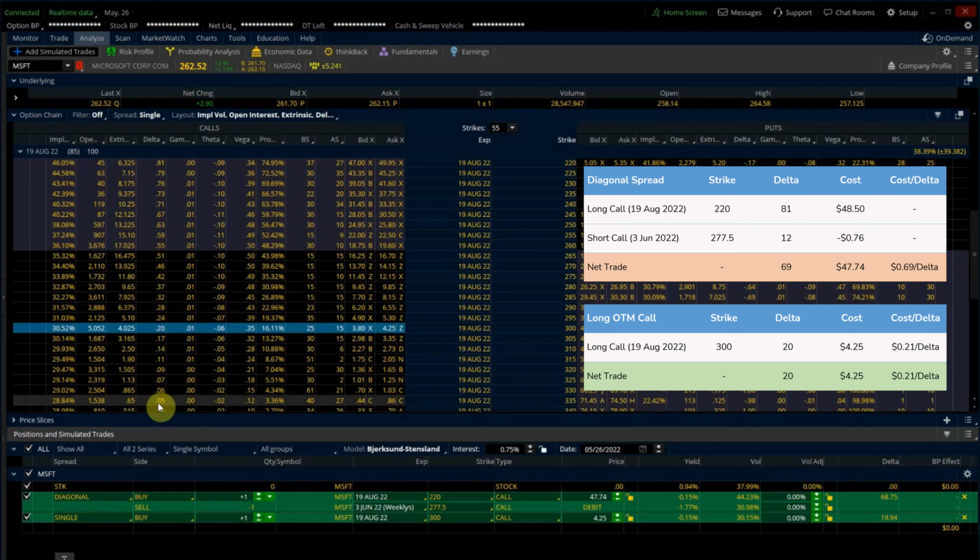So from this perspective, the long out of the money call actually gives me better control over my max loss for the trade, and at the same time still giving me a better cost per delta as compared to the diagonal spread. In the next section of this video, I'll be doing a side-by-side comparison of the pros and cons of these two strategies.